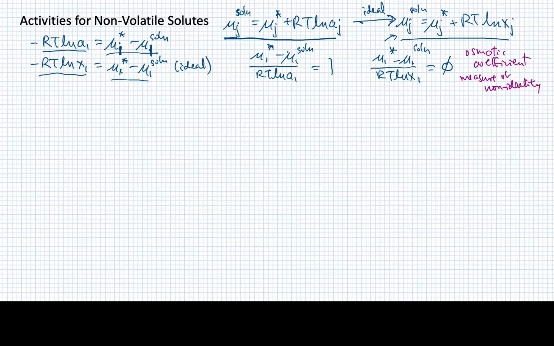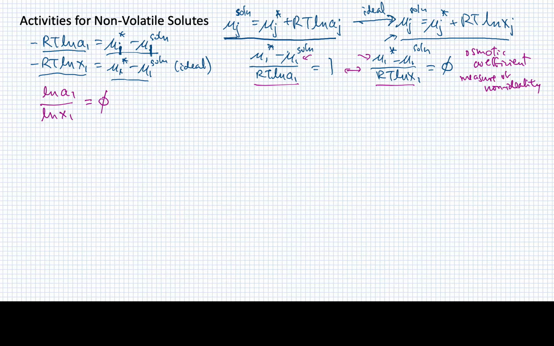So if I want to get a handle on this without evaluating chemical potentials, one of the things I can do is take the ratio of these two expressions. I'll take this one and divide by this one. You'll notice that the numerator is the same in both cases, so that's going to cancel, and the RTs are going to cancel as well. What I'll end up with is a really tidy expression: log of the activity divided by log of the mole fraction is just equal to my osmotic coefficient.